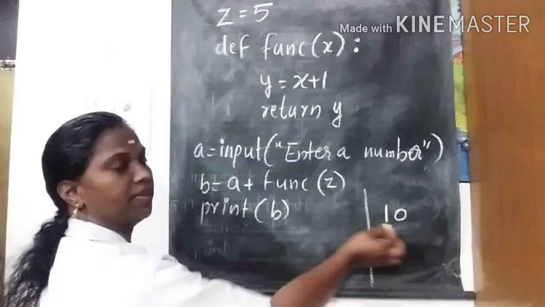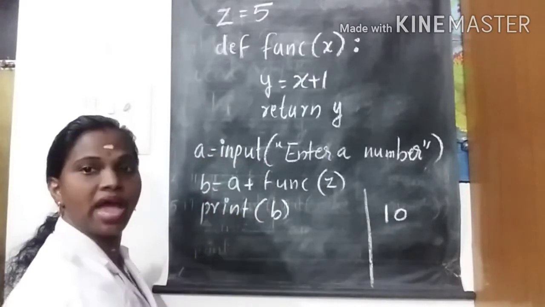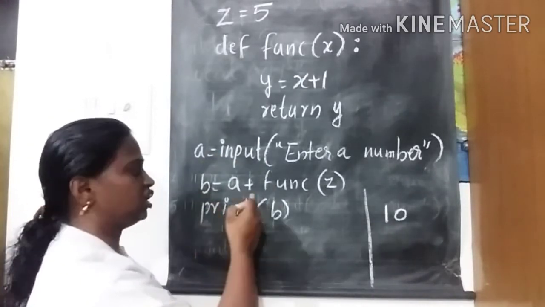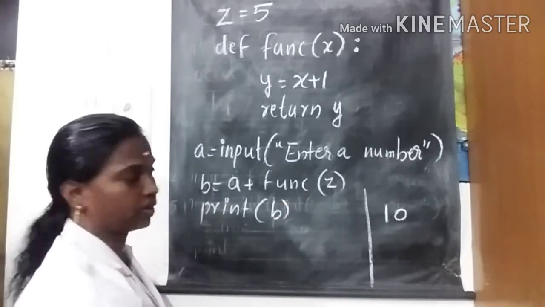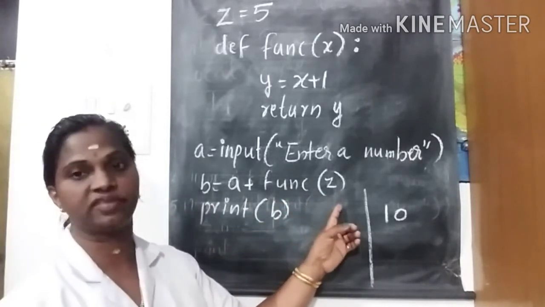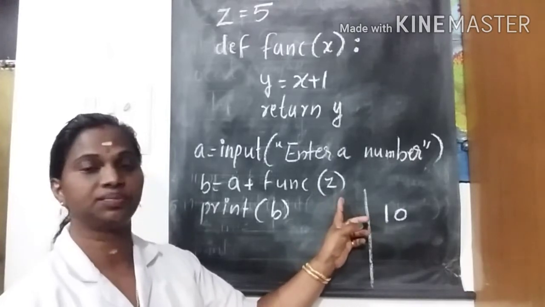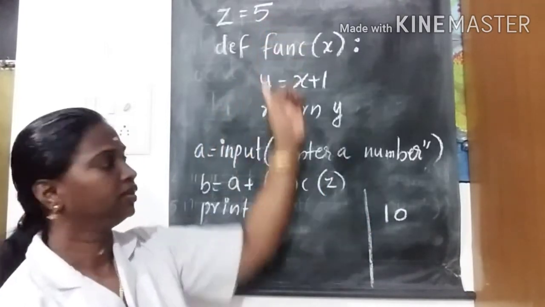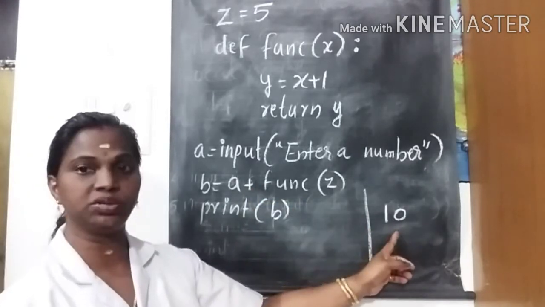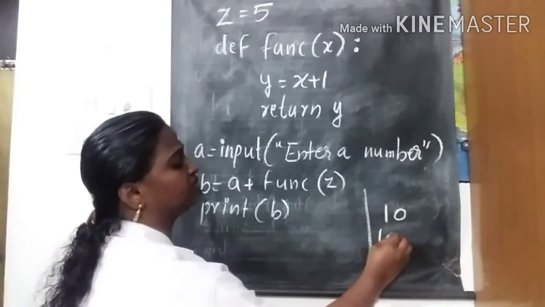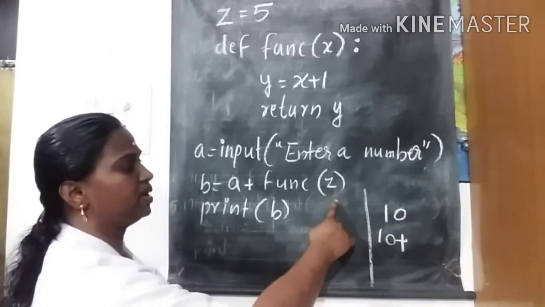Now we enter number 10. That 10 will be stored into variable a. Then b is equal to a plus func of z. Here what is the value of z? Yes, z is equal to 5. And what is the value of a? a is equal to 10. So 10 plus, you can pass the variable z.